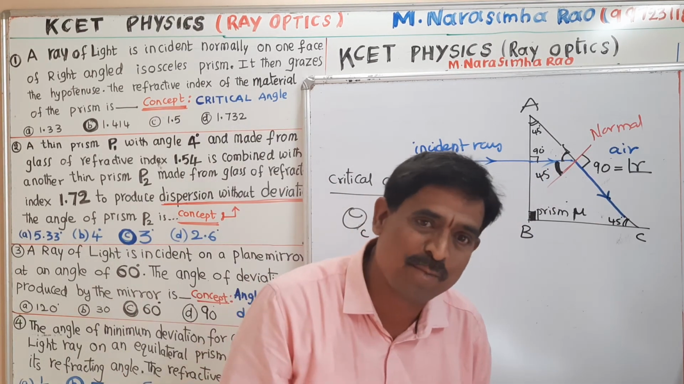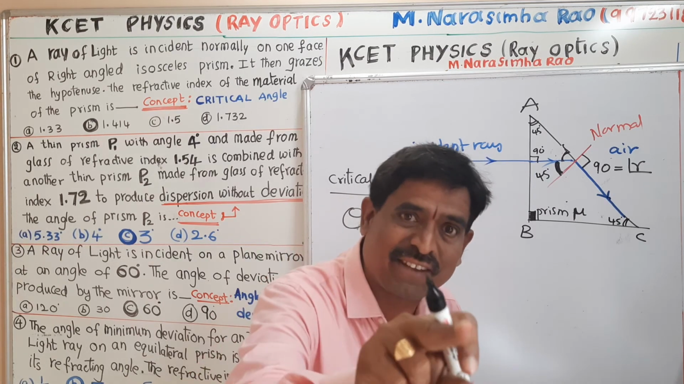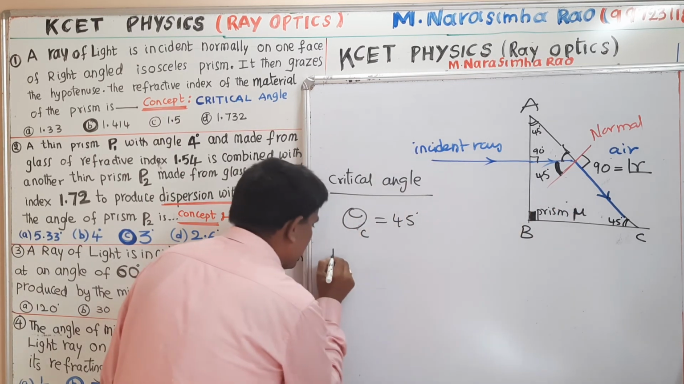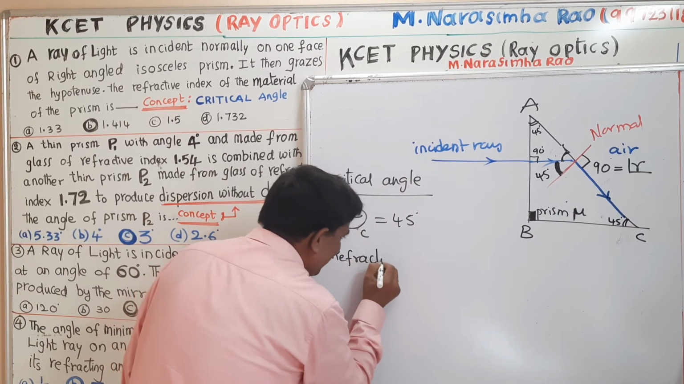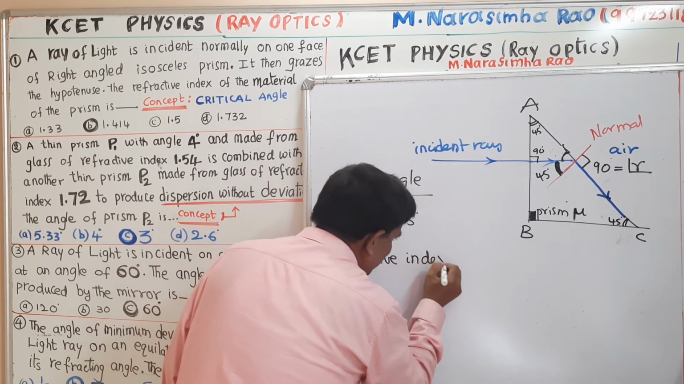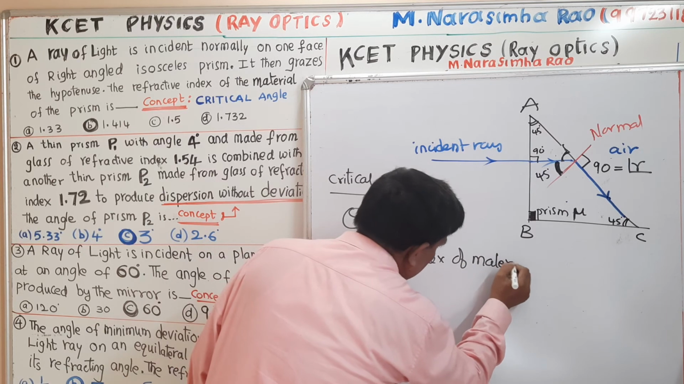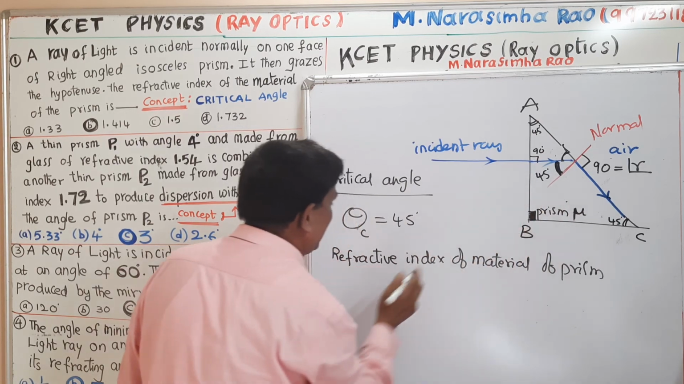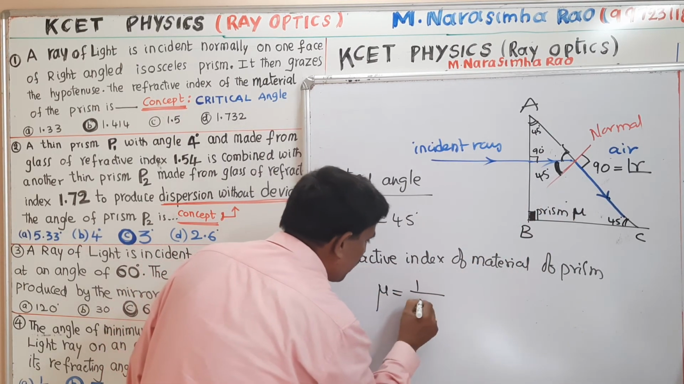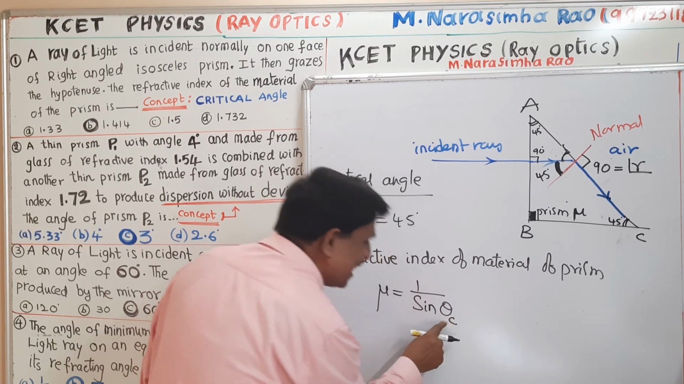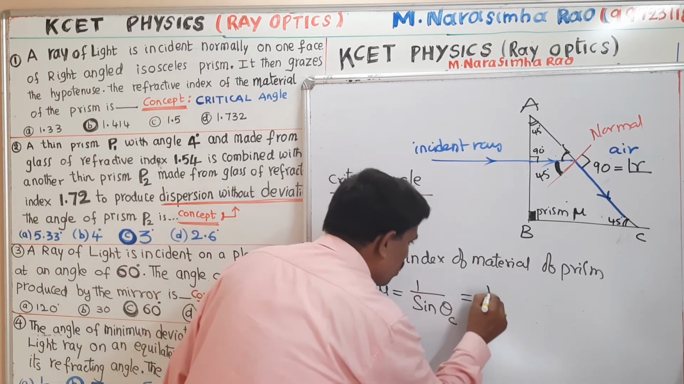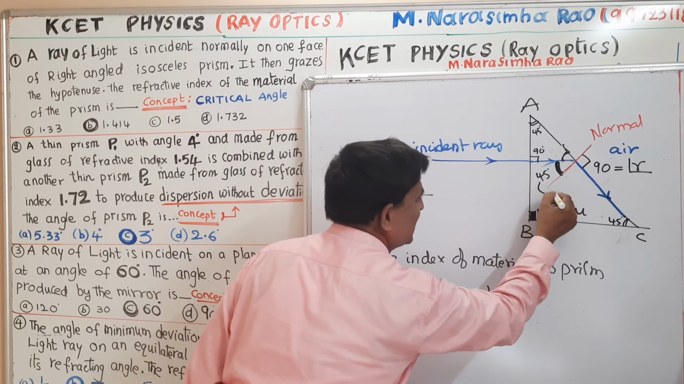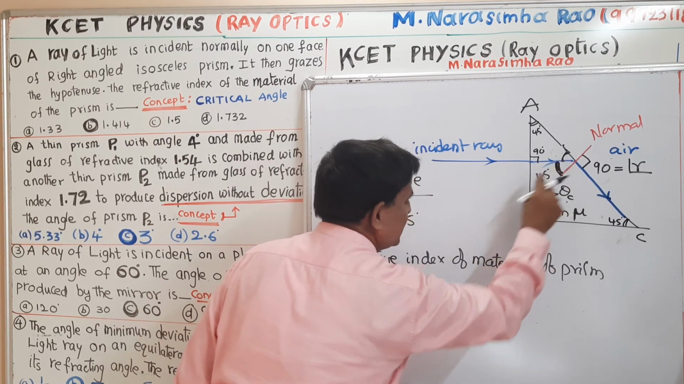We have one formula. There is a relation between the refractive index and the critical angle. Refractive index of the material of the prism, or material of the medium, mu is equal to 1 by sine theta c, where theta c is the critical angle. Critical angle is 45 degrees.